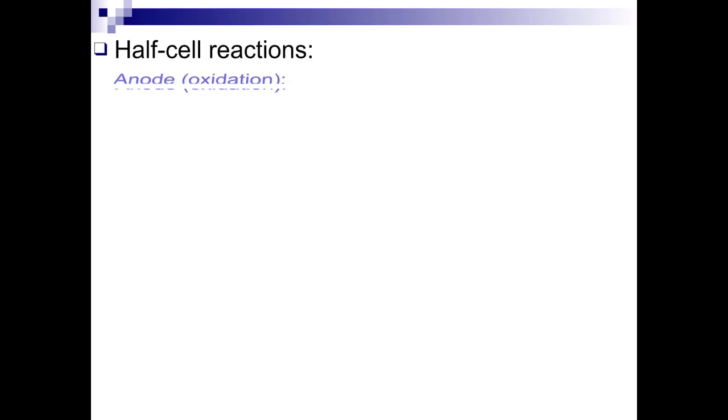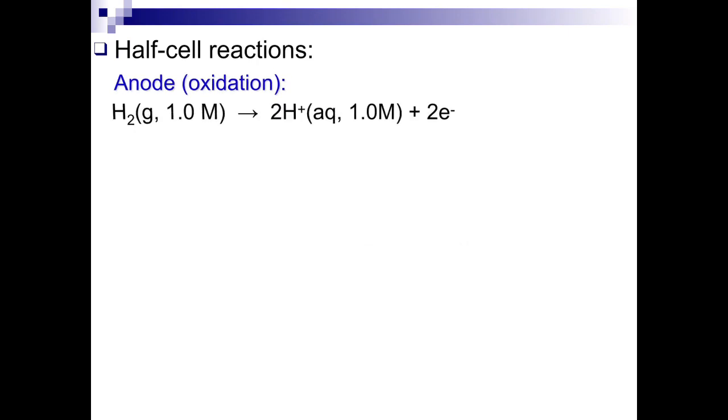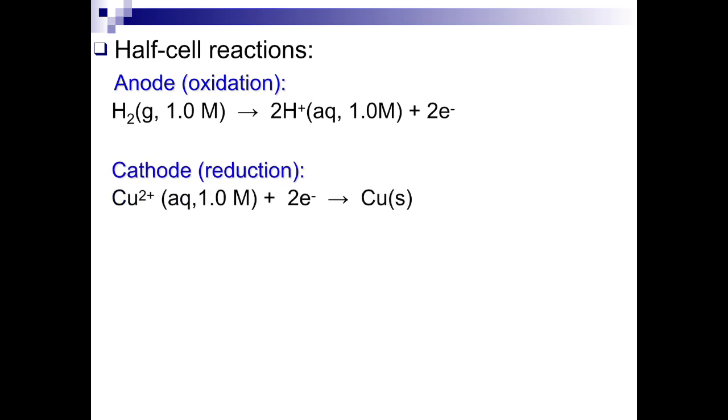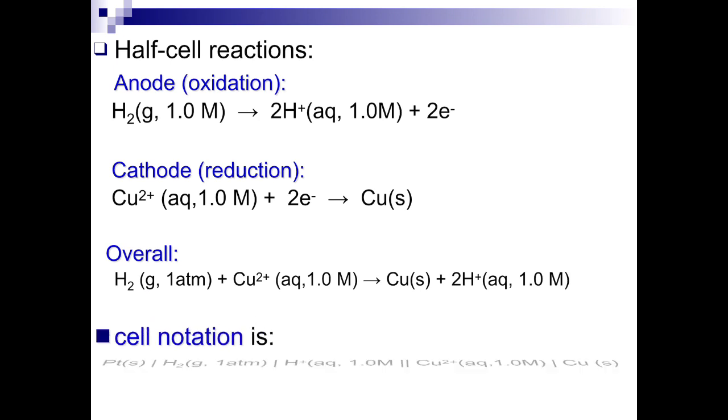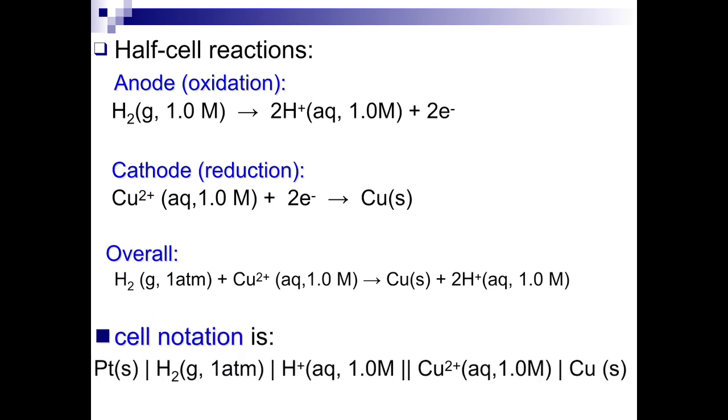The half cell equations at anode and cathode and also the overall cell equation are as follows. The cell notation can be written as follows. Please note that we add the Pt electrode before we write the reactants at the anode because, as we said before, hydrogen cannot be an electrode, so we use an inert electrode.